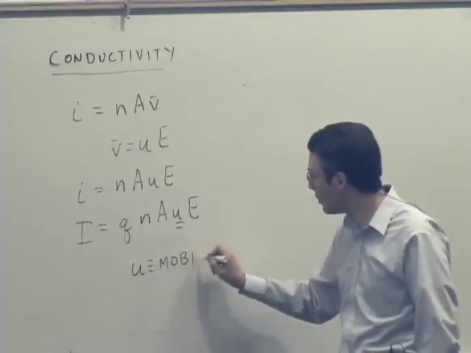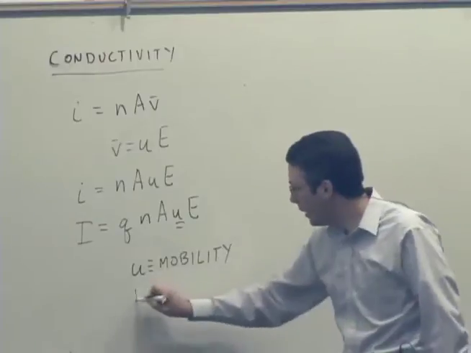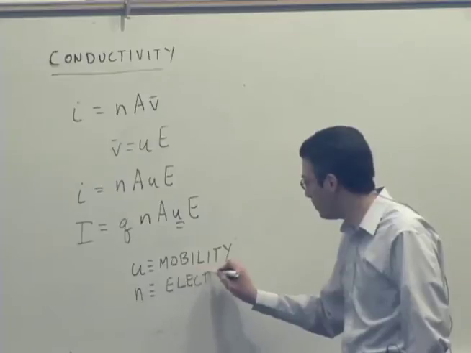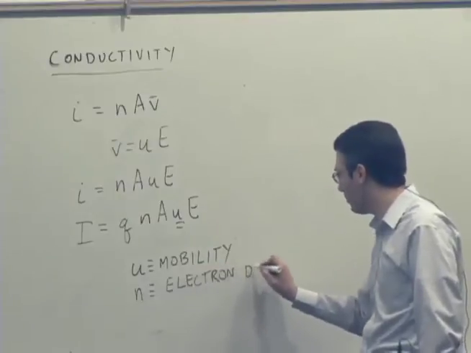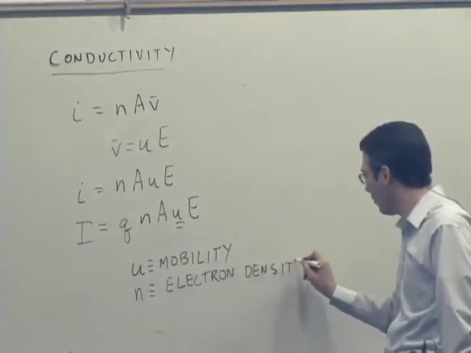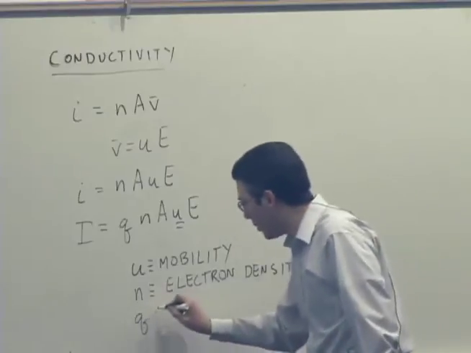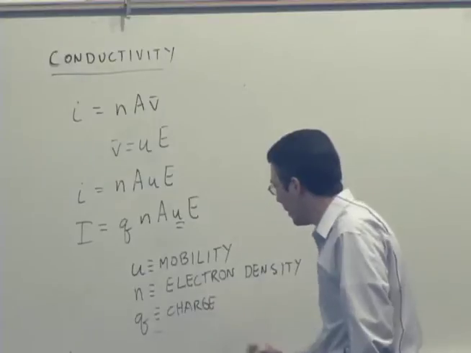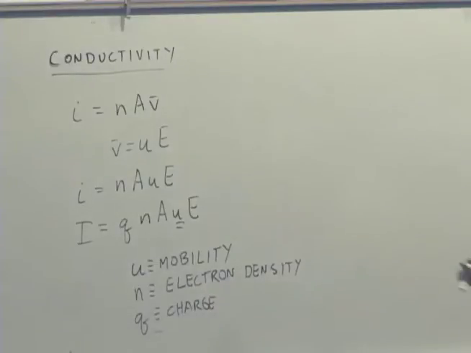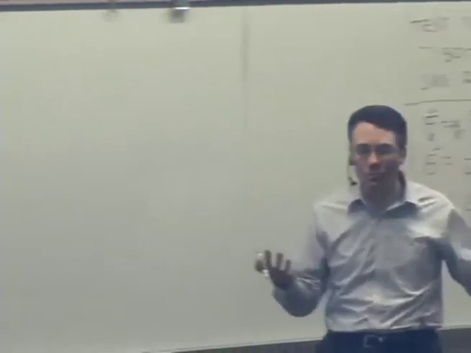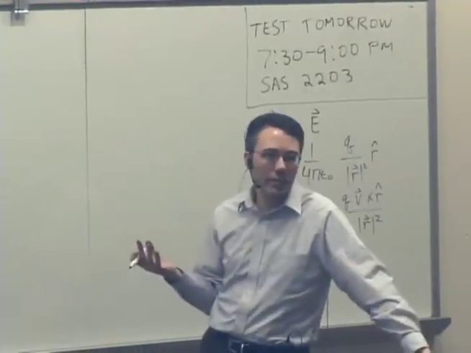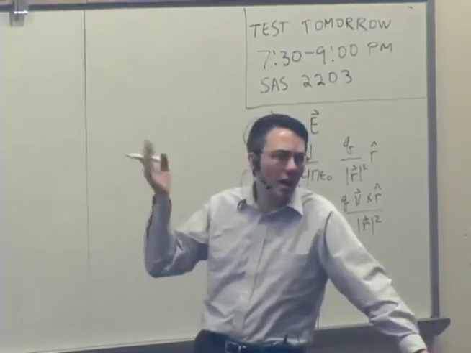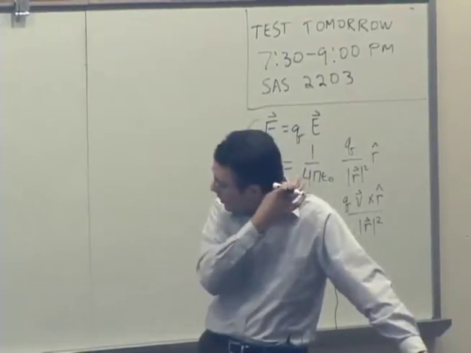Just a reminder, this is mobility. N is the electron density. It depends on the charge, too. I mean, the charge of an electron isn't going to change, of course. But you can think of other types of conductors, like maybe aqueous solutions, where the mobile charges might not be electrons. They might be doubly charged ions or something like that, right?